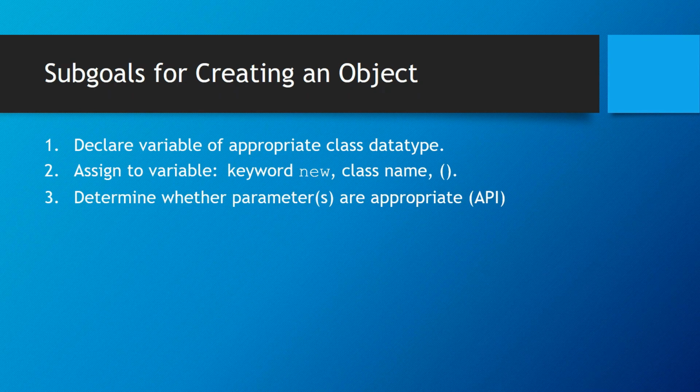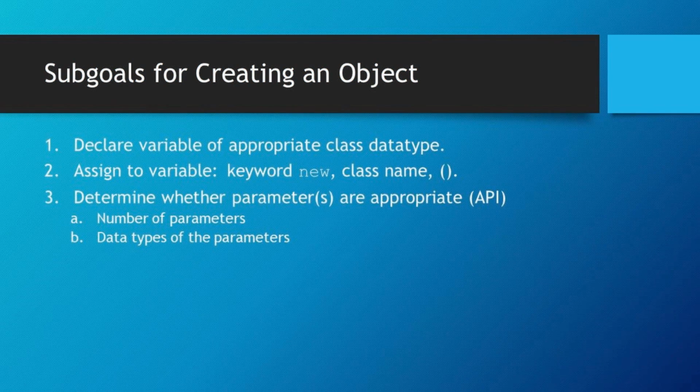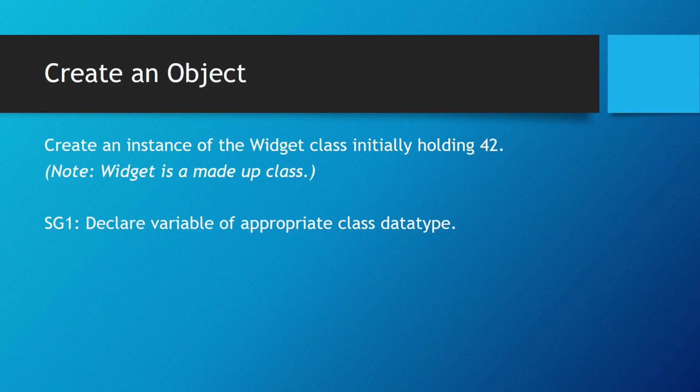The third subgoal is to determine whether the parameters are appropriate by looking at the API, our Application Programming Interface. This has two parts. 1. What are the number of parameters? And 2. What are the data types of those parameters? We want to create an object instance of the widget class that will initially hold 42.